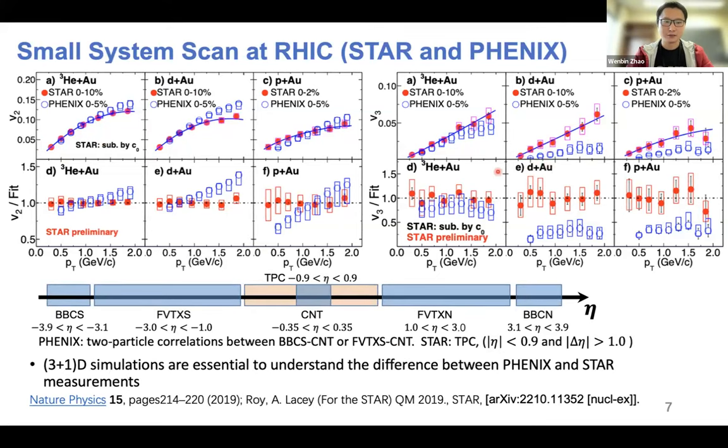But for v3, we clearly see that the STAR measurement is significantly larger than the PHENIX measurement. Another point I want to make is that when experimental colleagues measure the collectivity, they often use two-particle correlations. STAR measures the two-particle correlations focused on mid-rapidity. In PHENIX, due to the detector, they measure the two-particle correlations between mid-rapidity and backward rapidity. As you know, for asymmetric small systems, the longitudinal dynamics become important. So in order to understand both the STAR and PHENIX data, we need 3+1D simulations.